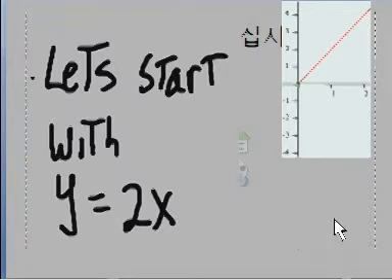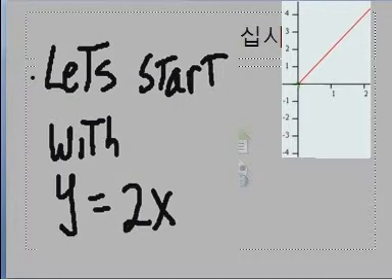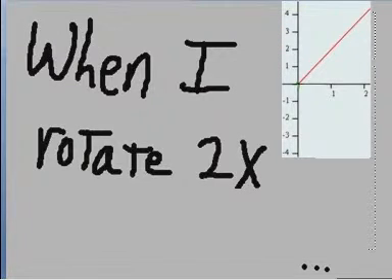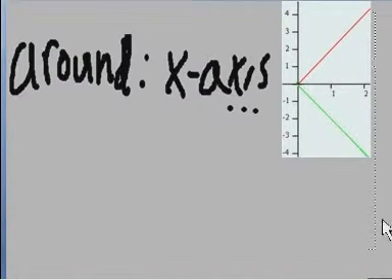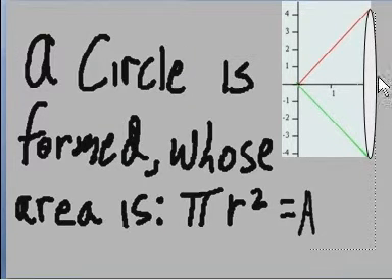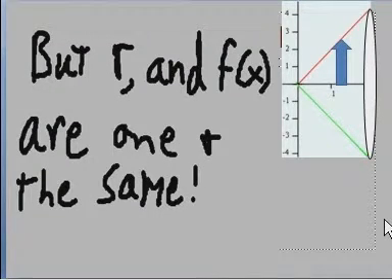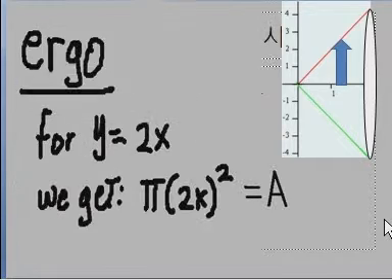Better. Let's start with y equals 2x. When I rotate 2x around the x-axis, a circle is formed whose area is pi r squared equals a. But r and f of x are one and the same. Ergo, for y equals 2x, we get pi (2x) squared equals a.